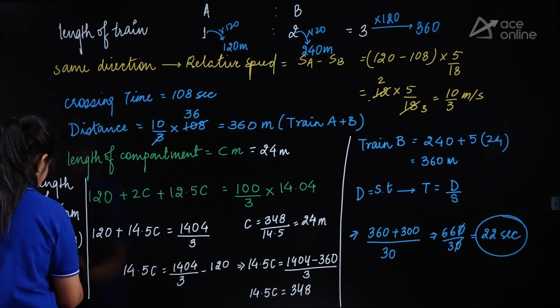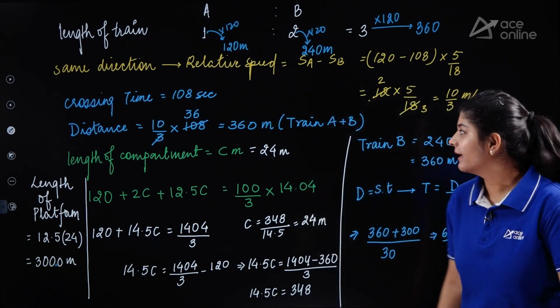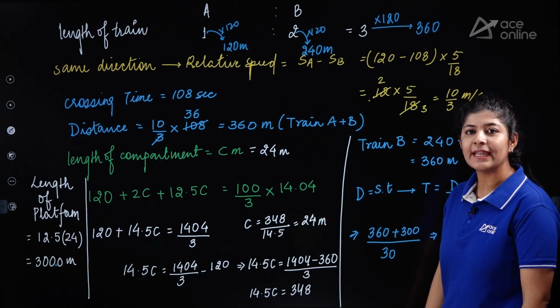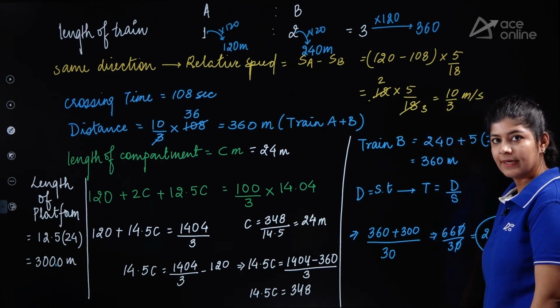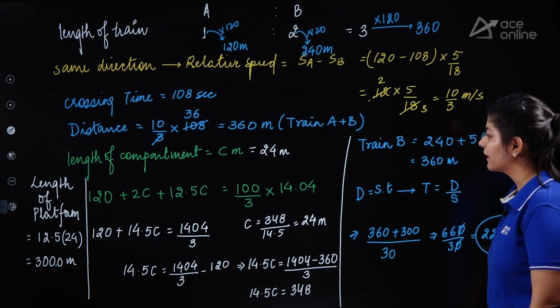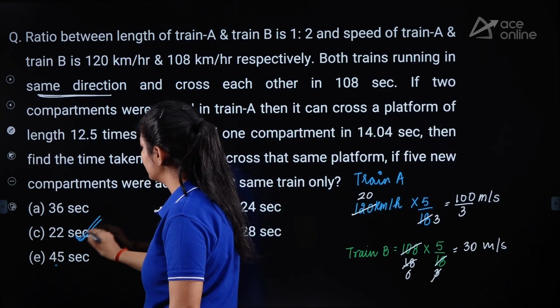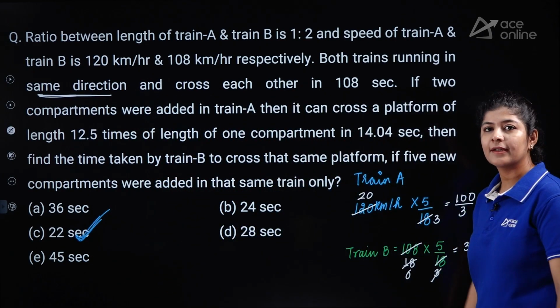Here we are having a decimal, right? So I completely accept this is a little lengthy type of calculation, but we can easily determine the answer. So the correct answer over here is 22 seconds. That means option number C is the correct one.